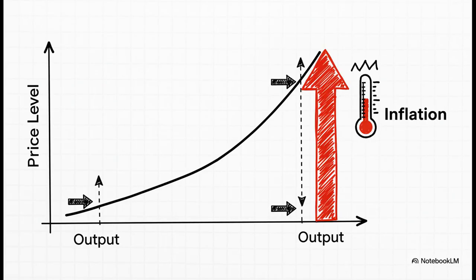And this curve tells a really important story about the economy's limits. See how it gets steeper and steeper the further to the right you go? That shows us that as we get closer to our maximum potential output, it gets a lot harder to squeeze out just a little more production. It's like trying to get that last little bit of toothpaste out of the tube.